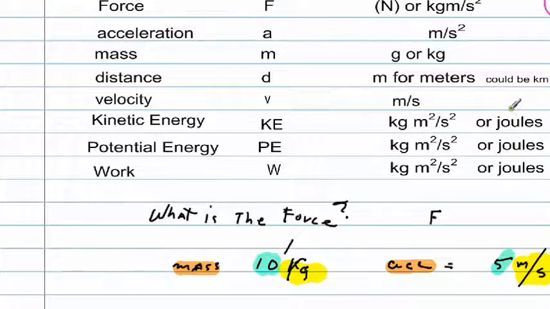So jot these down in your notebook as good examples of the names of different things we'll be using, the symbols for those things, and the units that go along with the symbols and names.